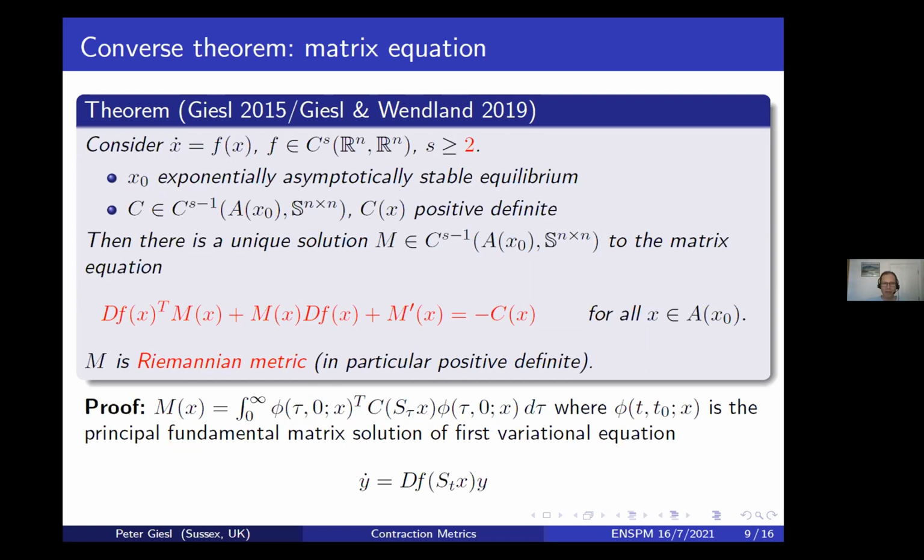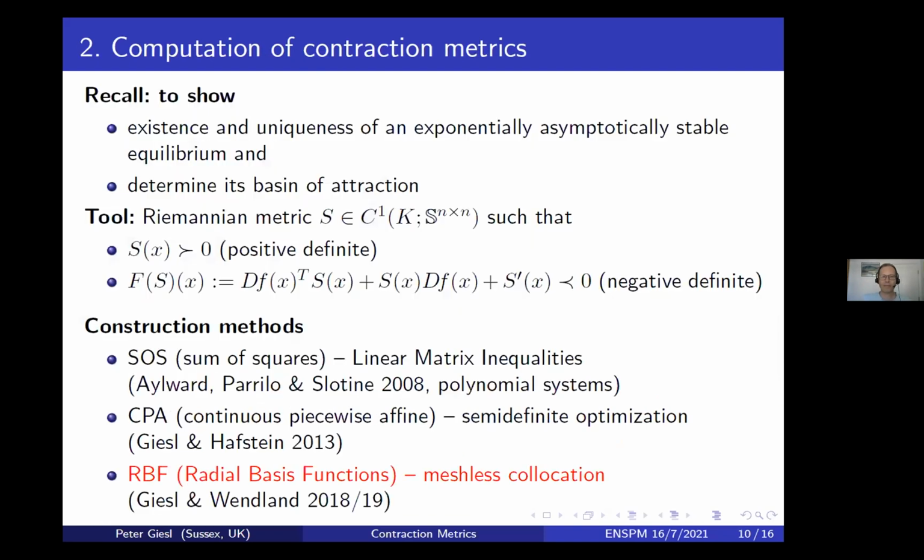So let me rather go on to the second part, and I see I need to hurry up a little bit. Let me talk about the numerical method that we developed to solve this PDE. So let's recall, we want to show existence and uniqueness of an equilibrium and determine its basin of attraction. And the tool is we want to find a Riemannian metric, and I call this S now because it's approximating the solution M of our previous equation.